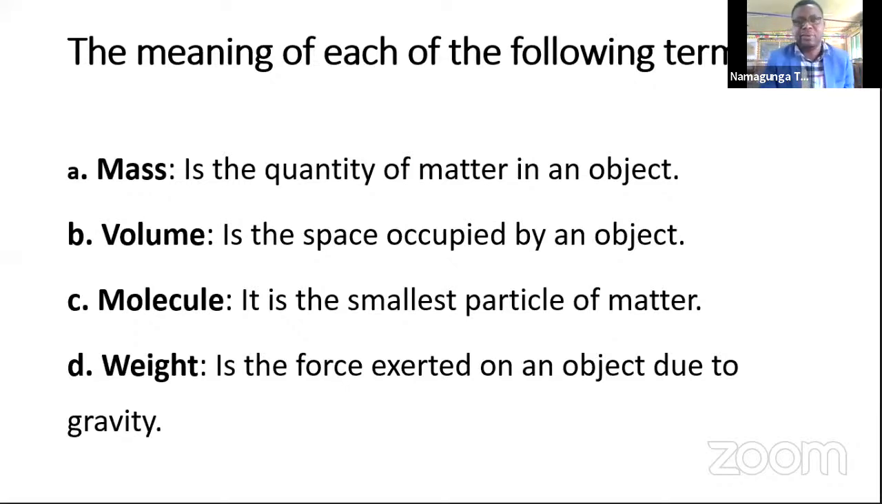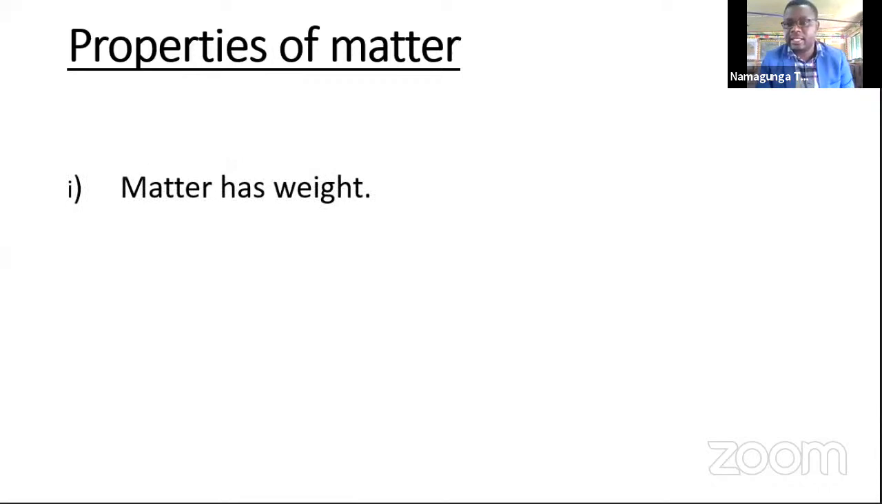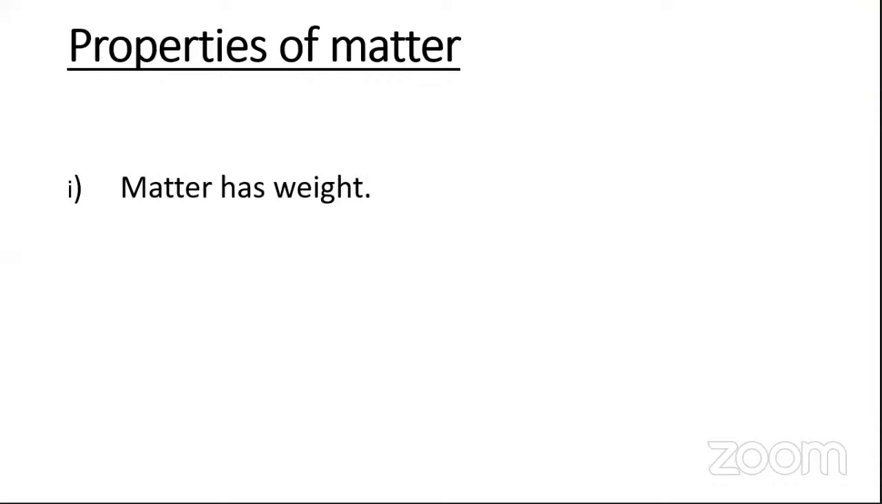I think that is P3 work. Some of you learned about properties of air, properties of matter in P3. So let's go through it very fast and we give the properties. The first one, can I ask Ayebaziwe to read for us the first property. Ayebaziwe, please. Read. Matter has weight.